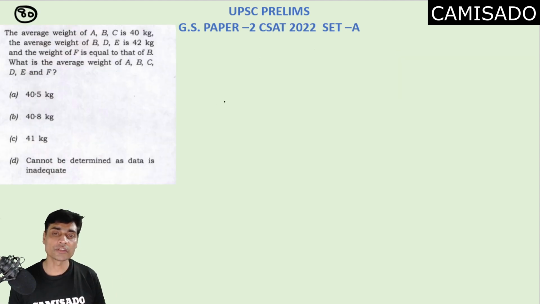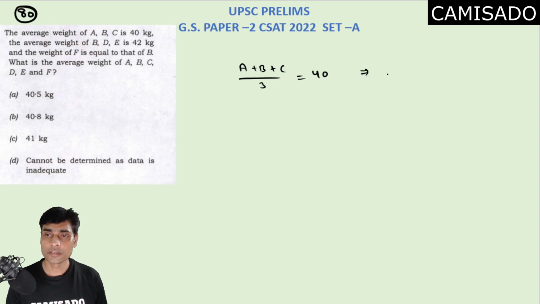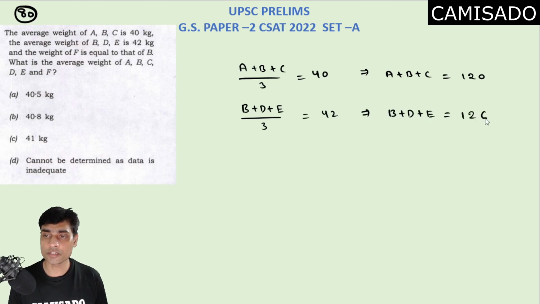So here is the last question of this paper related to mathematics and reasoning. The average weight of A, B and C is 40. So A plus B plus C by 3 is 40. So I can say A plus B plus C will be equal to 120. Second part is average weight of B, D, E. So B plus D plus E divided by 3 equals 42. So B plus D plus E will be equal to 126.